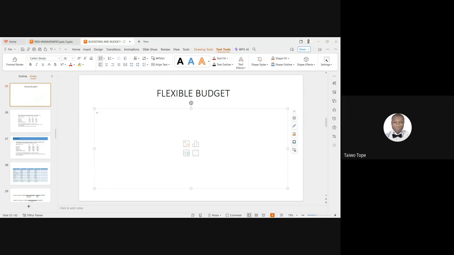Since last week, we've been discussing the topic budgeting and budgetary control, and we've looked at the aspect of production budgets, cash budgets. We've looked at flex budgets. Tonight, we're going to look at flexible budgets. Flexible budgets.